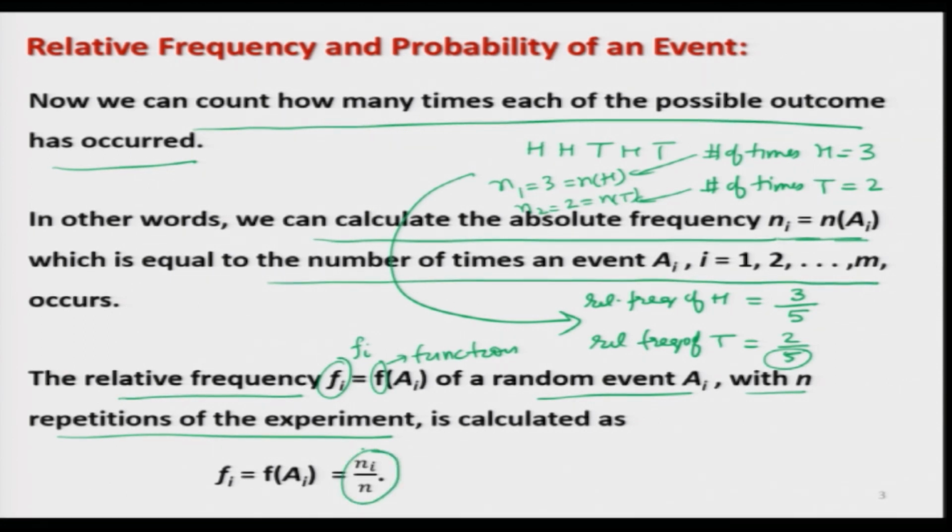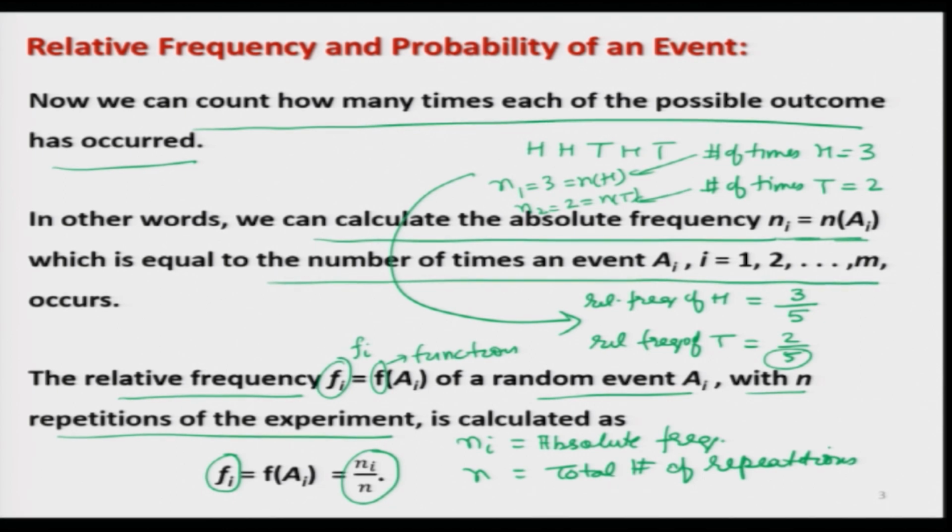So, Ni is the number of times the event occurs, or I can say this is simply your absolute frequency, and n is the total number of repetitions, right. So, this is going to be denoted by Fi. So, now in case an experiment consists of the events A1, A2, up to Am, we can compute F1, F2 up to Fm, right. So, this is how we compute the absolute and relative frequencies.